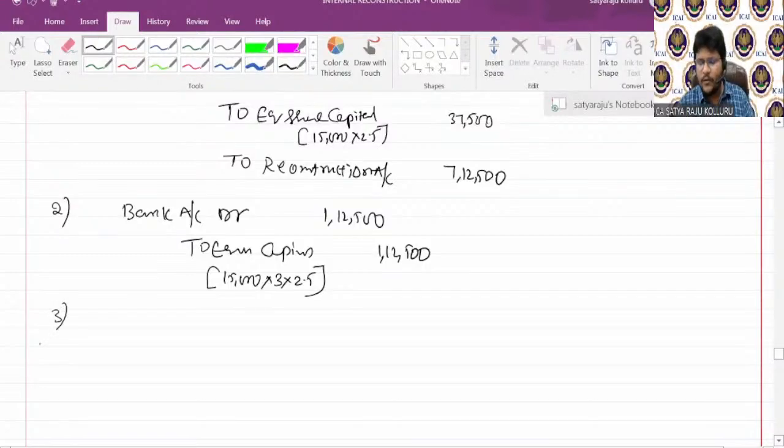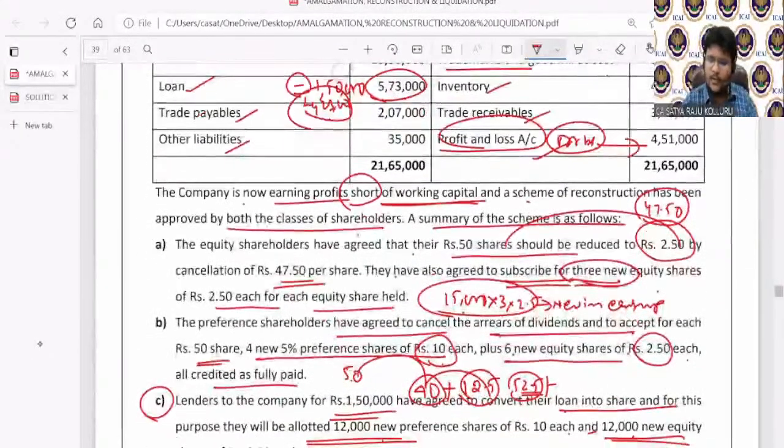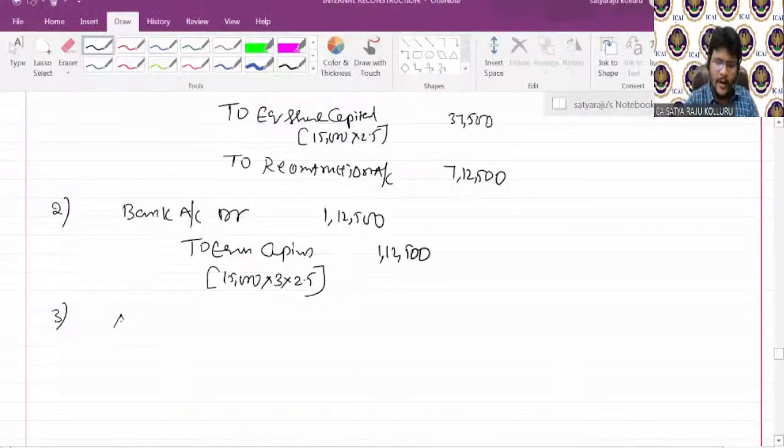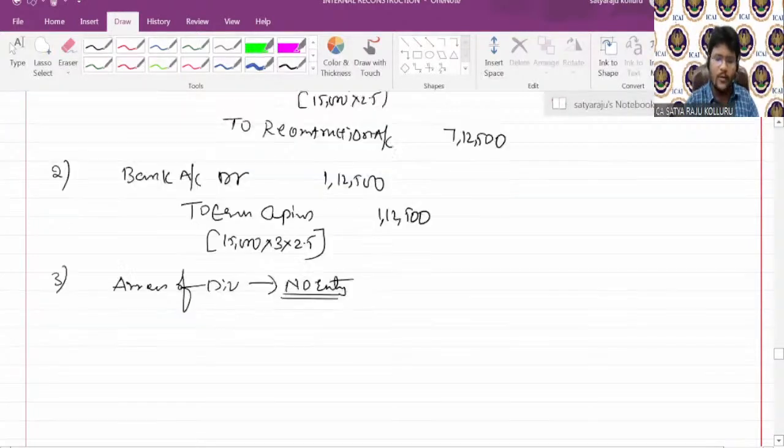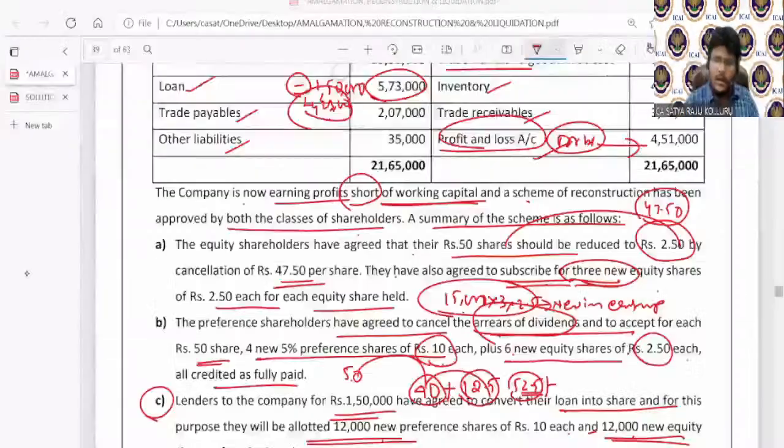Are you with me, all of you? Next, coming to the preference shareholders issue. So anyway, we are cancelling the arrears of dividend. So just I'm writing for knowing the things. For arrears of dividend, no entry. No entry. Just for knowing the things, I'm writing.